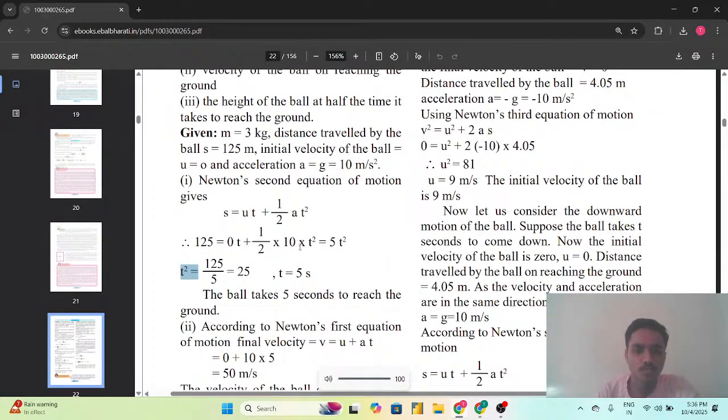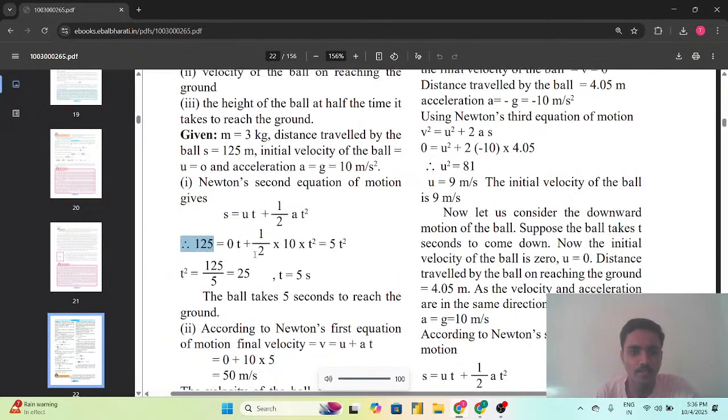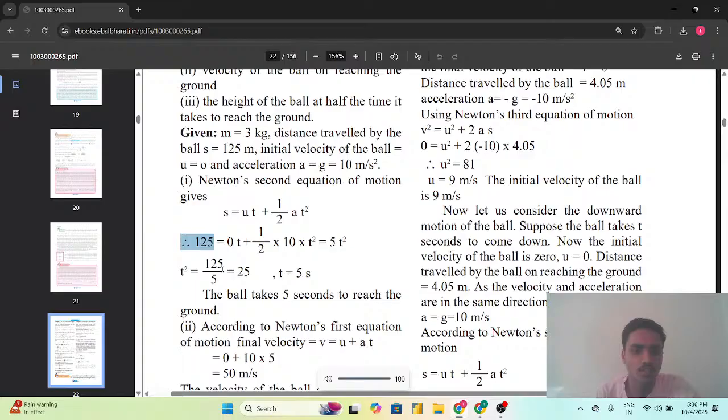So after substituting all the values, that is the height 125 meter, then mass and all, we are getting here the time t is equals to 5 seconds. So the ball takes 5 seconds to reach the ground.